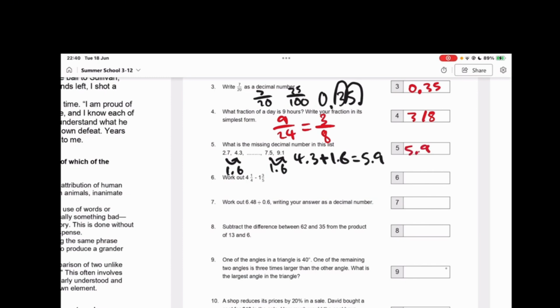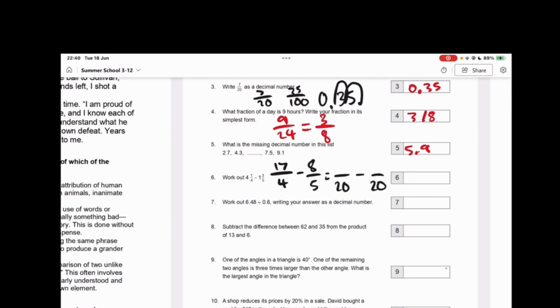So then we're doing 4 1/4 minus 1 3/5. So 4 1/4, and we're going to put it as a top-heavy fraction. So that's equivalent to 16 plus 1, which is 17 over 4, minus 5 and then 8 over 5. And then this is going to be both put over 20.